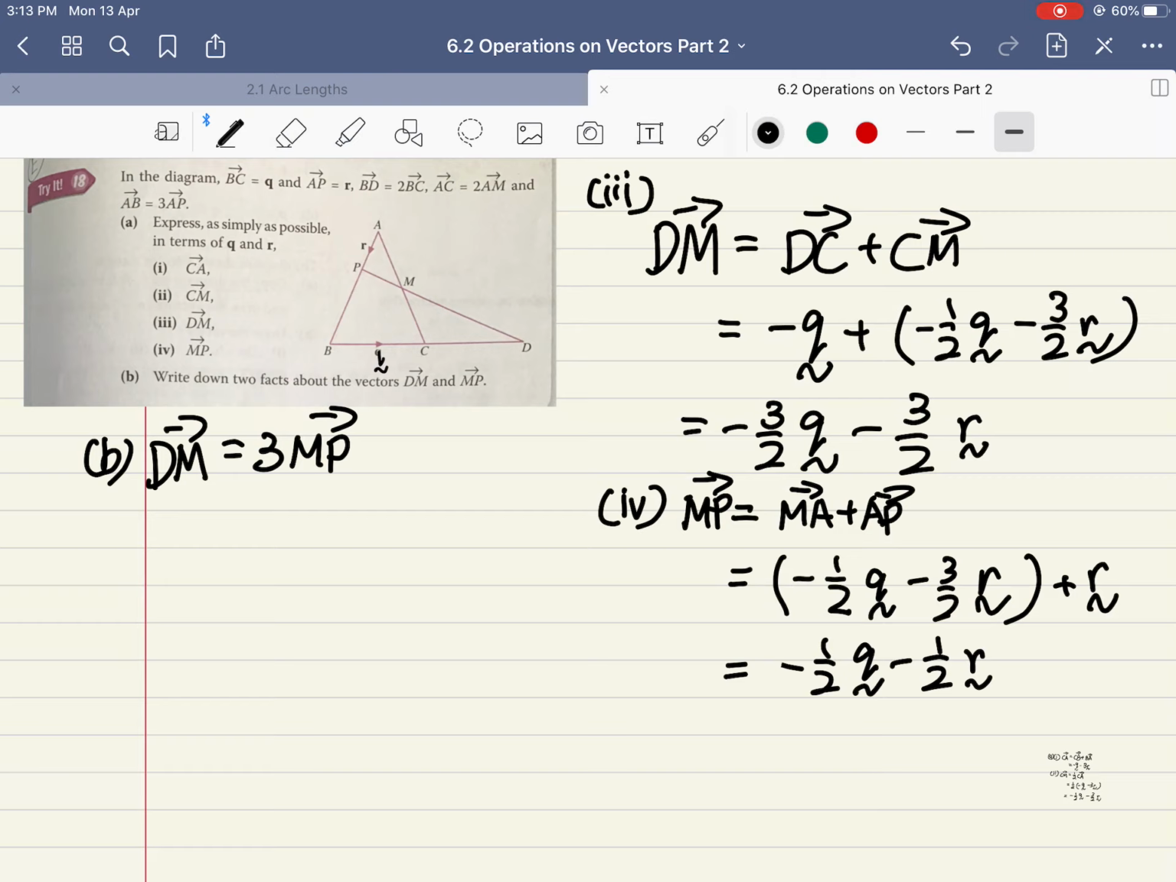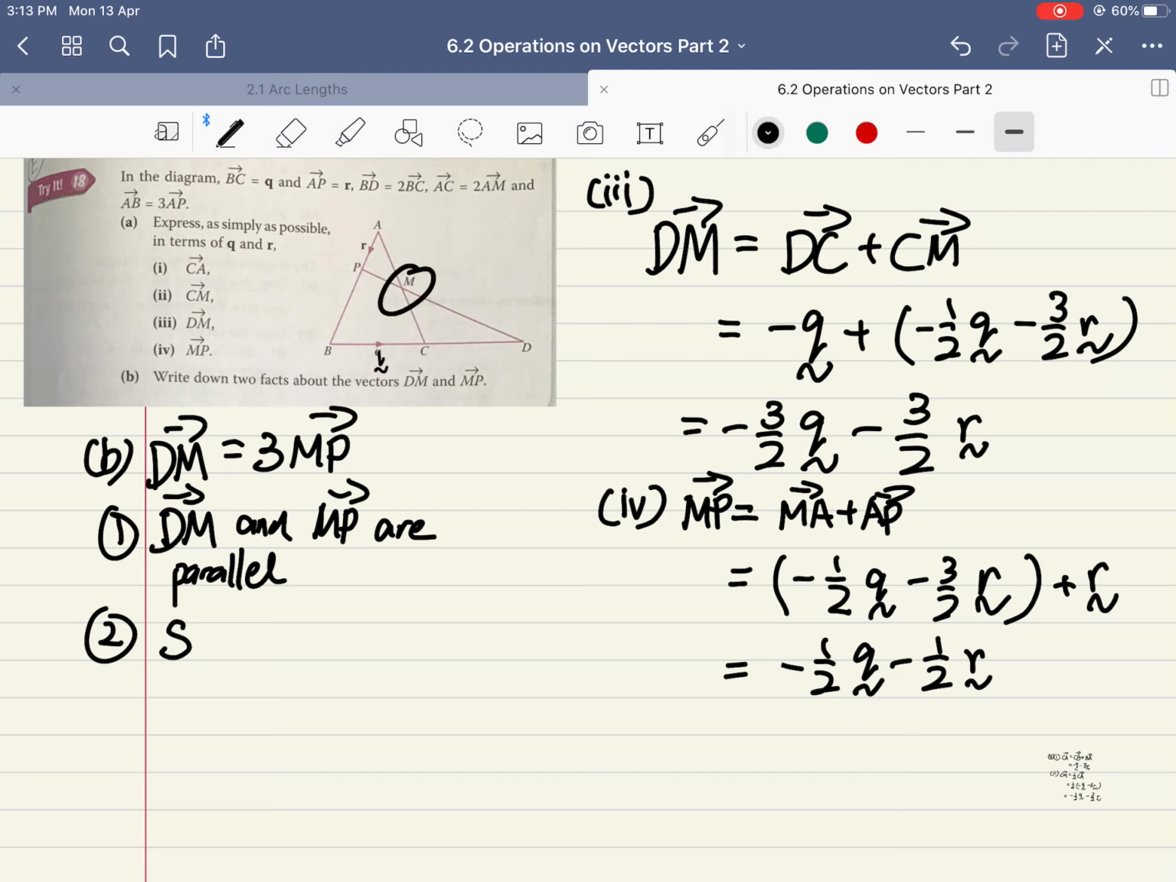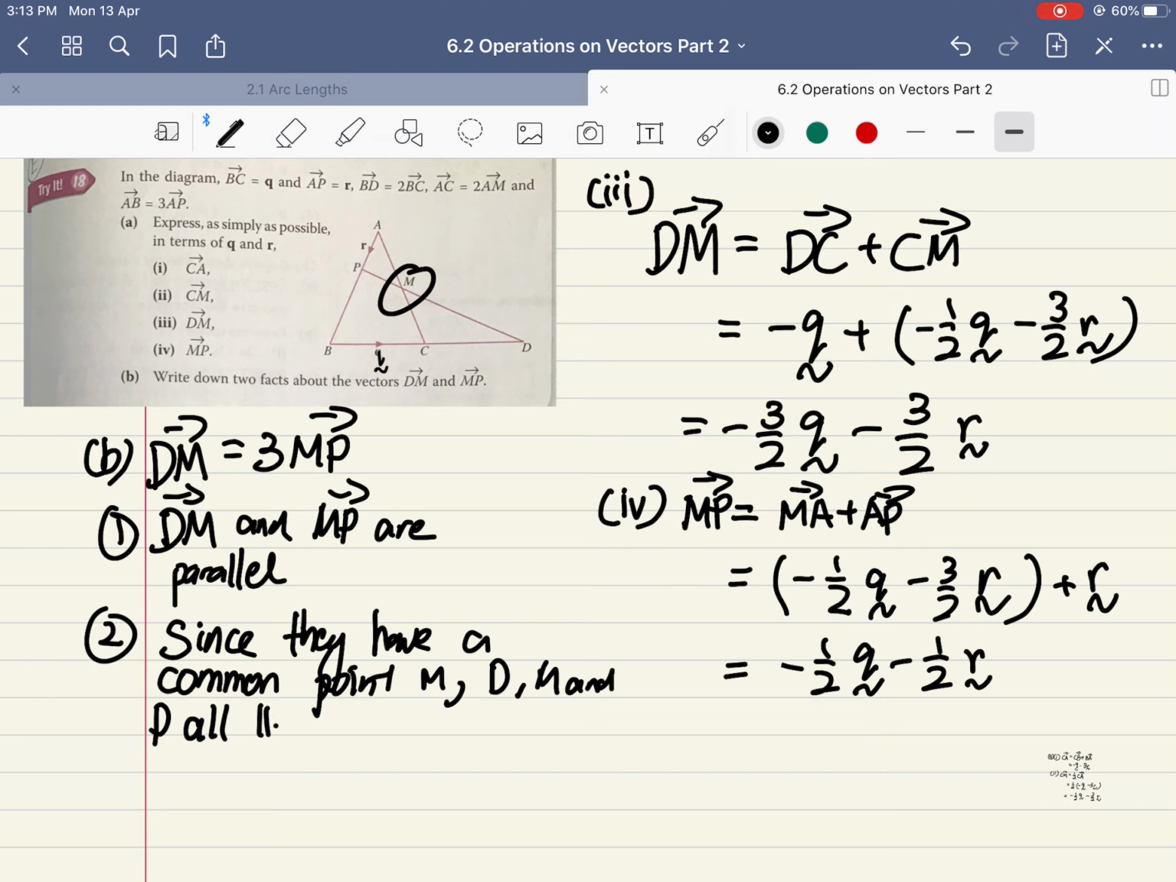There are quite a few statements I can make, but I will say this. The first statement that I can make is that DM and MP are parallel vectors. How do I know they are parallel vectors? Because DM is k times MP. The second thing is this. Since they have a common point M, the common point M is here, so I can make the statement that since they have a common point M, D, M, and P all lie on the same straight line.